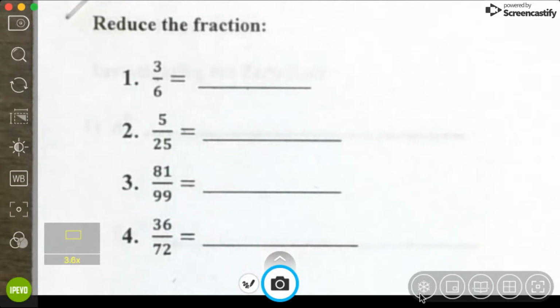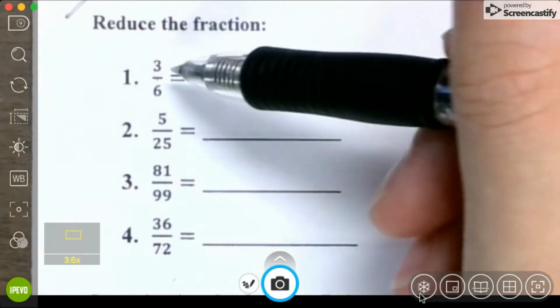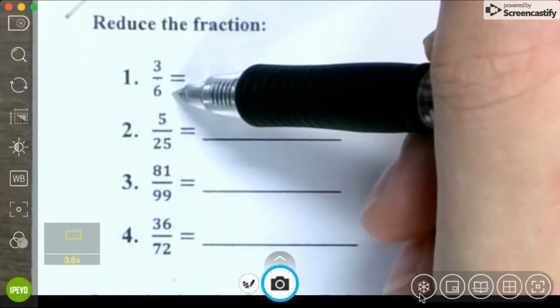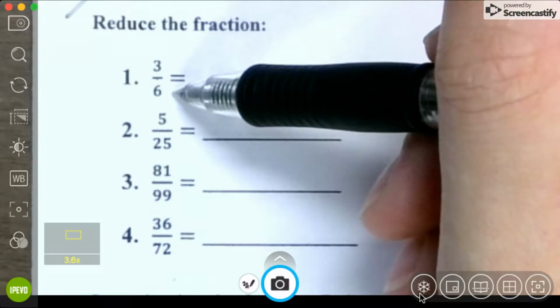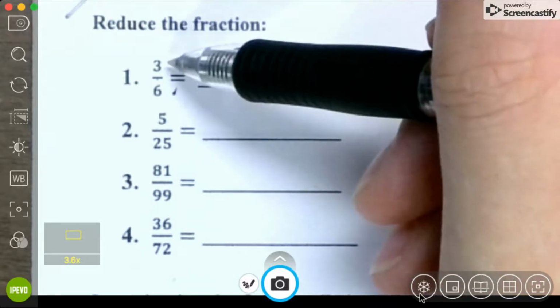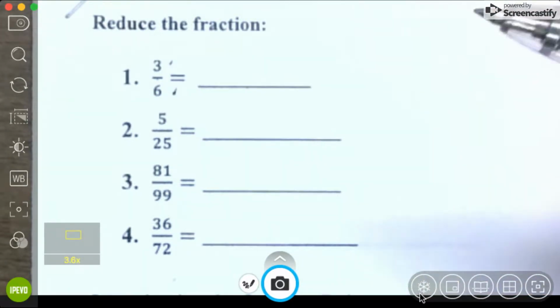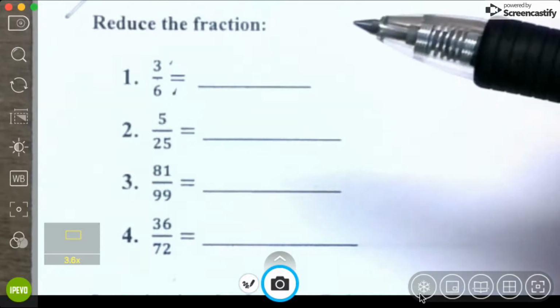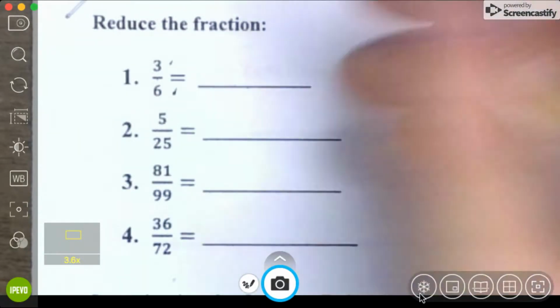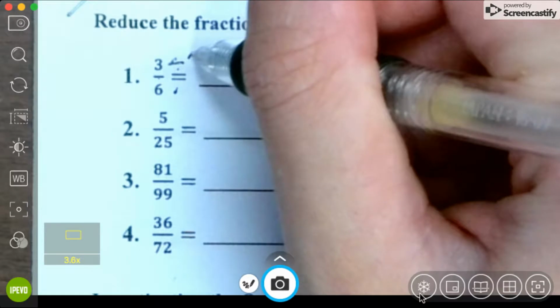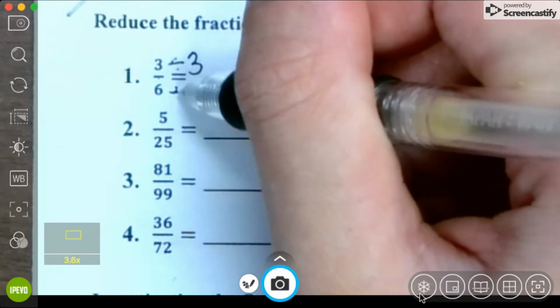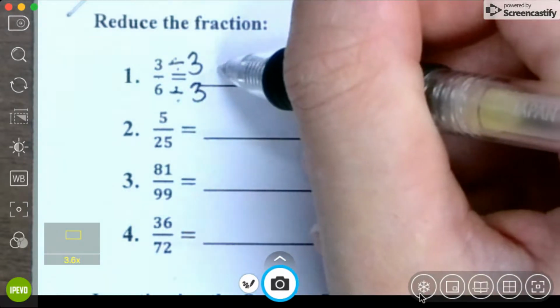So we are first going to be looking at reducing fractions, because at the end of the day, when we go on to the next exponent rule, that's what we're looking at. So I have the fraction 3/6. I'm looking for a number that you can divide both 3 and 6 by. So what number might that be? 3. So I'm going to divide by 3 on top and on bottom.